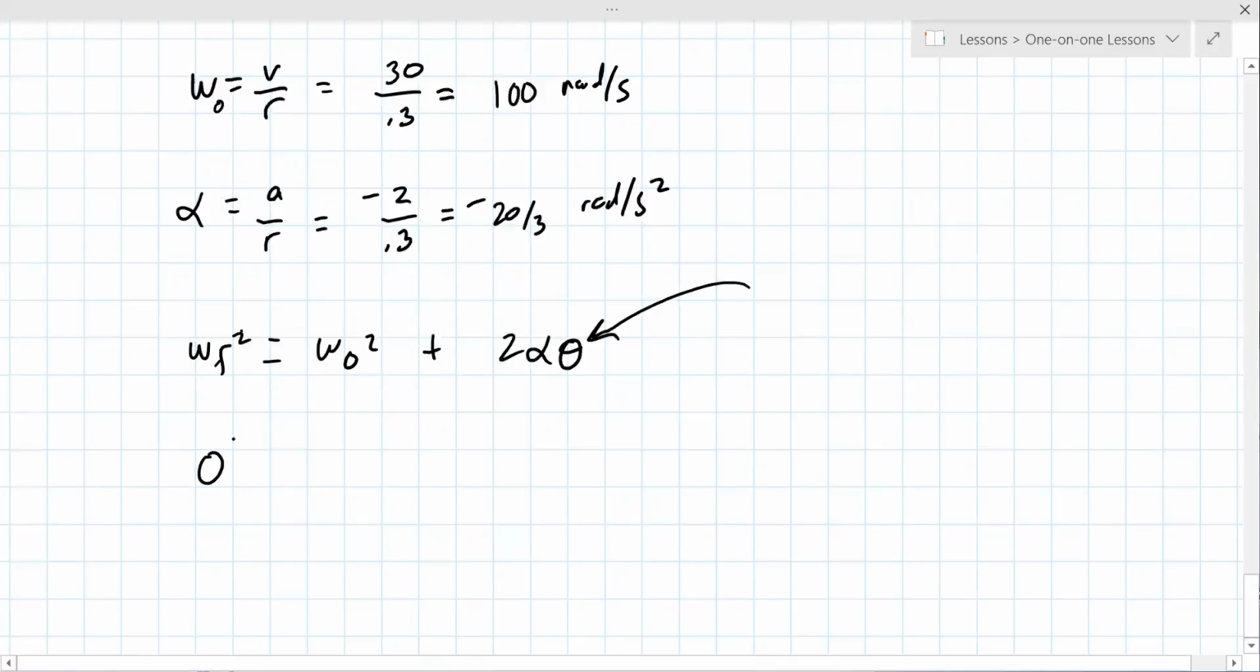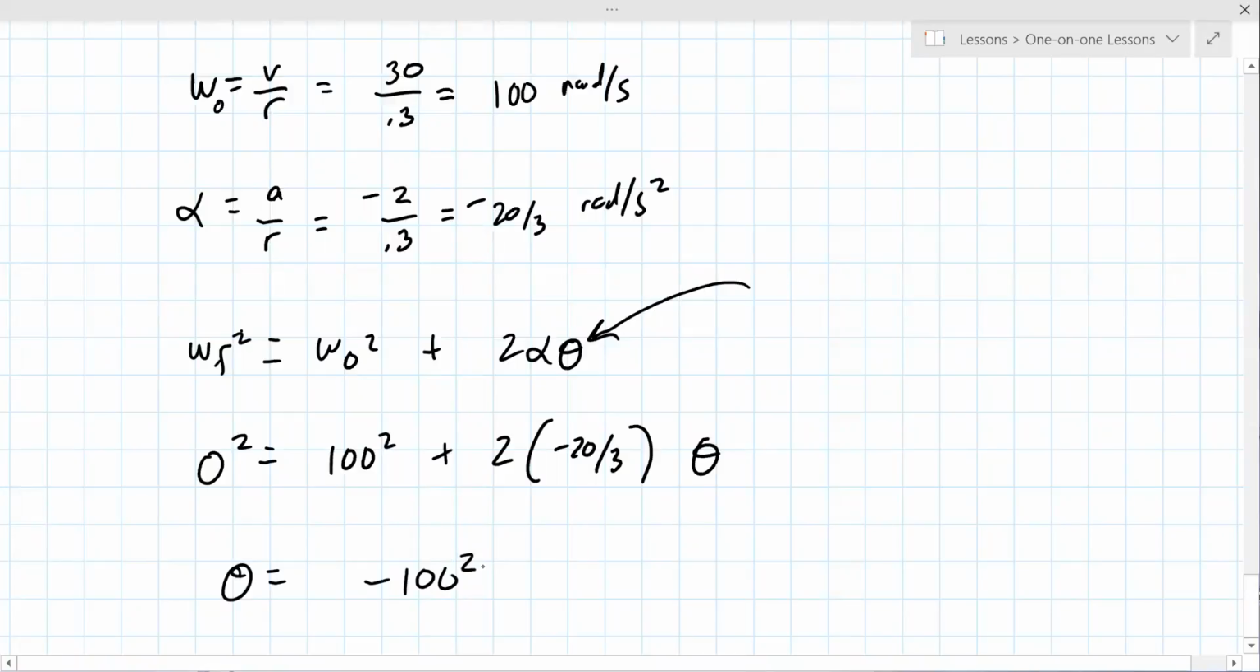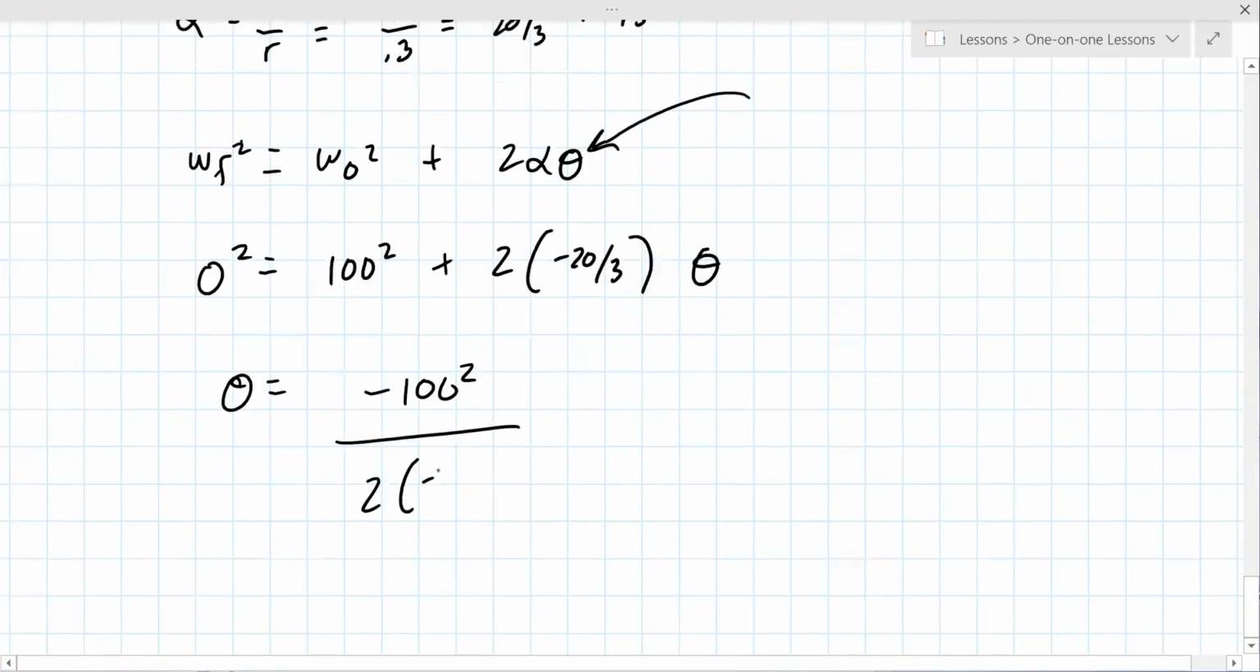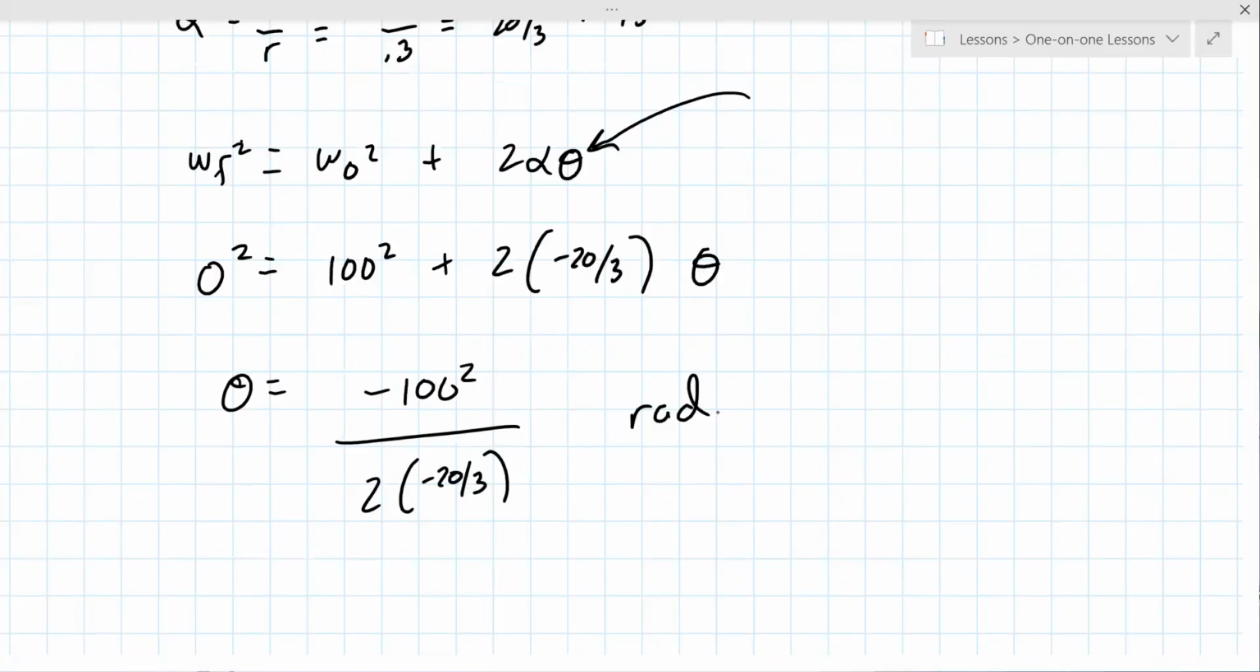Zero. Oh, just zero? Because it's not rotating, just sitting there. So 100 squared plus 2 times negative 20 over 3 times theta. When you solve for theta here, theta equals minus 100 squared over 2 times minus 20 over 3. That is going to be in radians. And you end up getting something like 6.